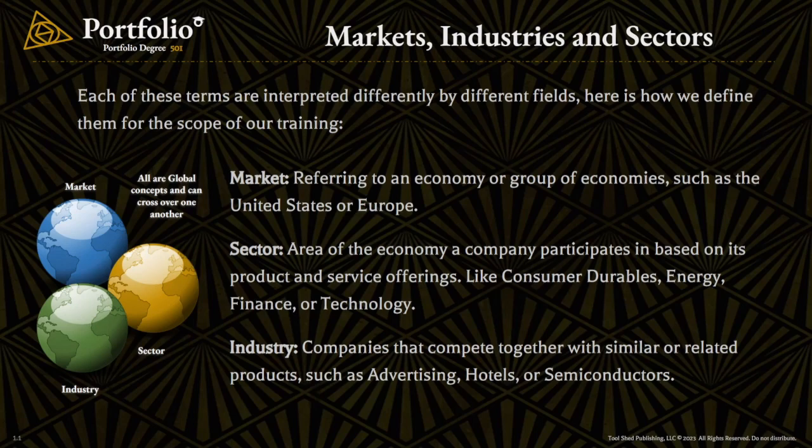Getting into sectors and industries, we'll go through some examples in a moment, but with sector, it's really the area of the economy that a company is participating in based on their product or service offering. Some examples of sectors are consumer durables, energy, finance, and technology, and we'll get more into those in just a moment. For industry, it's really where companies are competing together with similar or related products, such as advertising, hotels, or even things like semiconductors. Industries are a little bit more about the product and who you compete with versus the sector, which is broader and more so a reference to the area of the economy that your corporation is participating in.